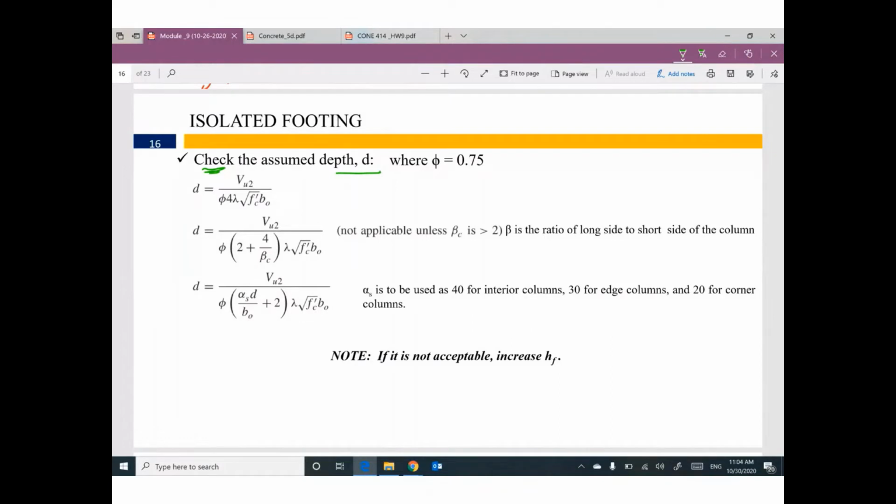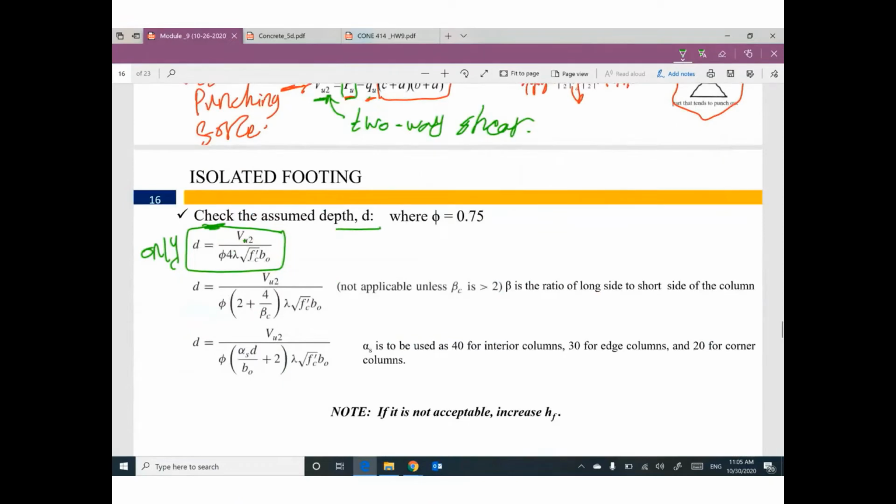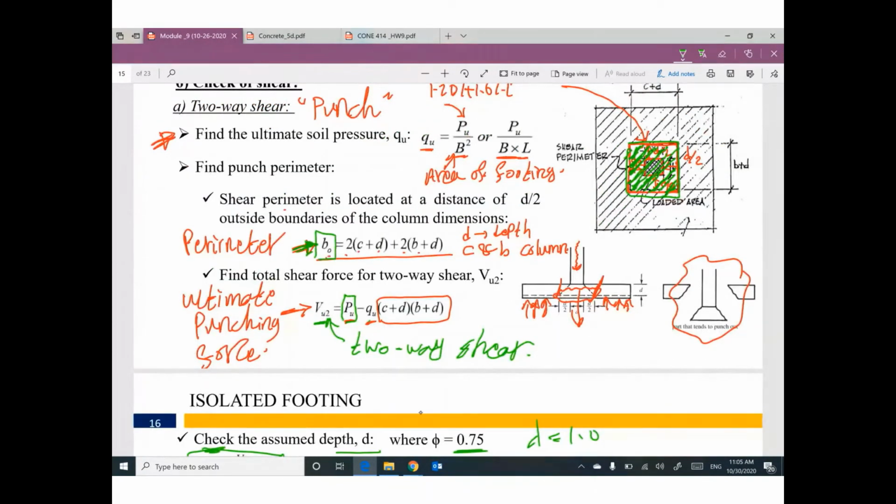Most of the time, 99%, we are using this expression only. V ultimate 2, where 2 means two-way shear, so you are working on punching. Divide by phi 0.75, 4 lambda equal 1, square root of f prime c, b naught. B naught is the perimeter of the punching area.